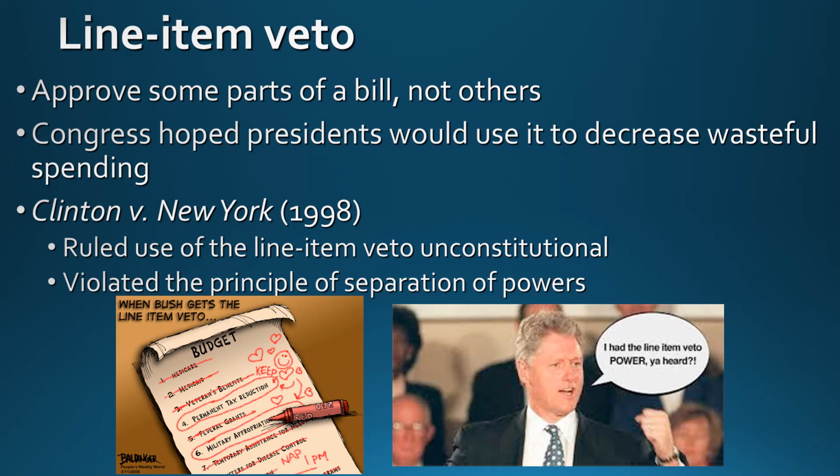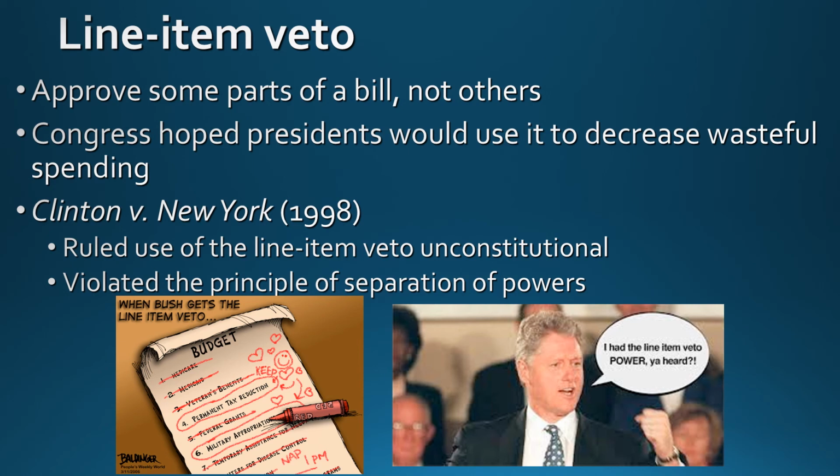We also have the line item veto, which presidents do not have this power. The only president to ever have this power is Bill Clinton, as pictured there. He was given that power in 1995, and then it got taken away very swiftly in 1998. A line item veto is when a president approves some parts of a bill, but not others. So he picks the parts that he likes, gets rid of the parts he doesn't, and it becomes a law. In Clinton versus New York, this was ruled unconstitutional.